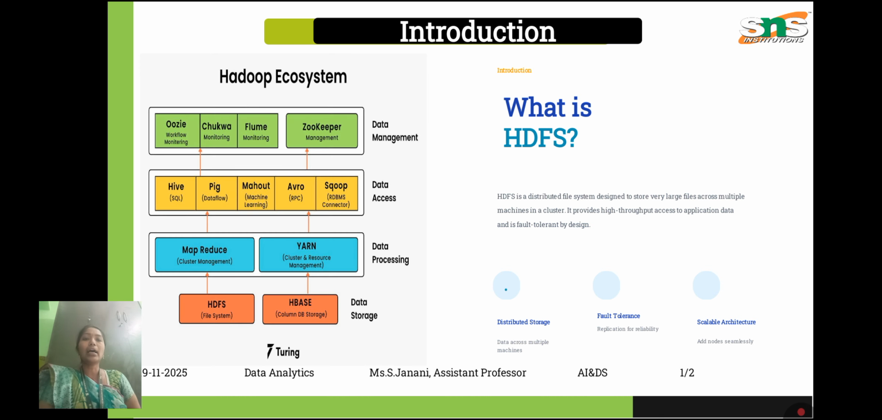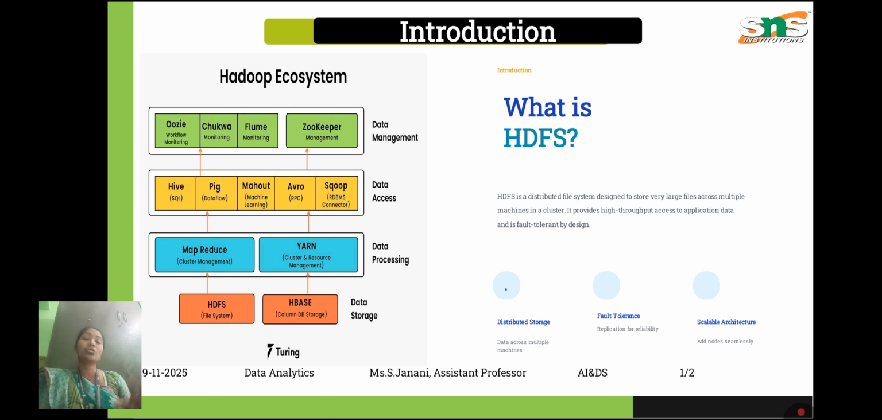So this Hadoop system is a distributed file system, mainly used for storing very large data sets across multiple machines in client clusters. It also provides high-throughput access to application data and follows fault tolerance. So HDFS and MapReduce will be used for heavy big data.